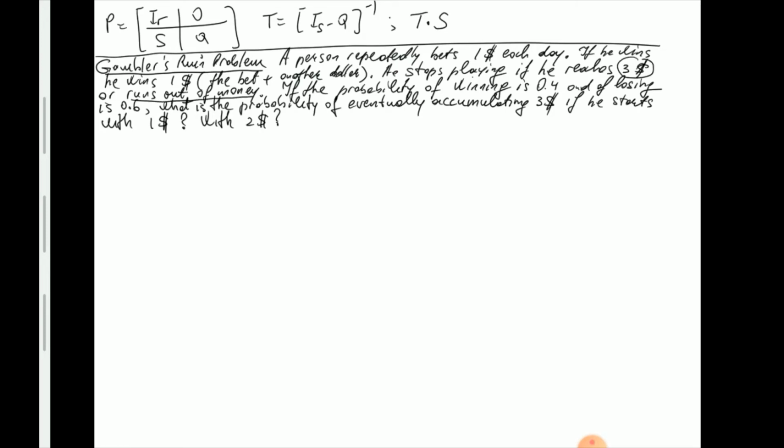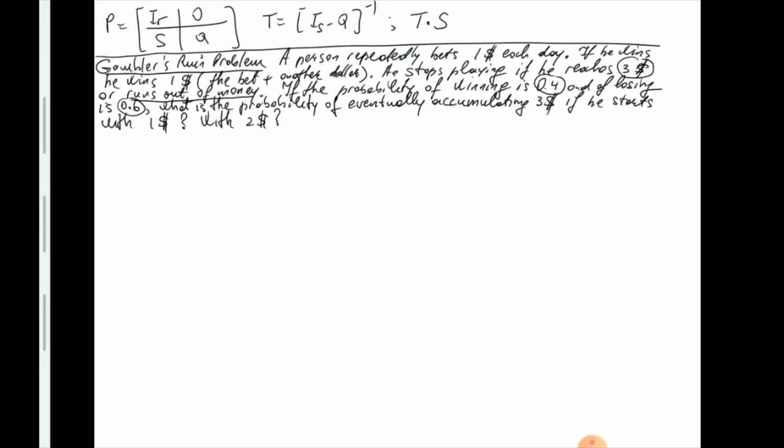So pay attention to these stopping criteria, because these stopping criteria will give you the absorbing states, right? So you're going to stop the game when you reach $3 or when you run out of money. That means $0. Let's say the probability of winning is 0.4 over here, and obviously the losing is the complement, 0.6. So then you can have possible questions like, what's the probability of eventually accumulating $3 if the person starts with $1? What about if he starts with $2?